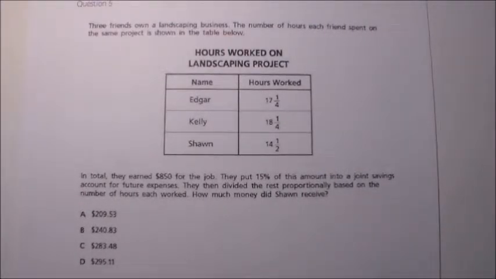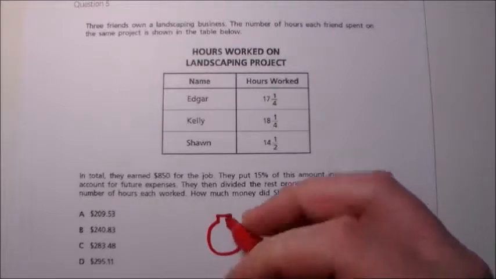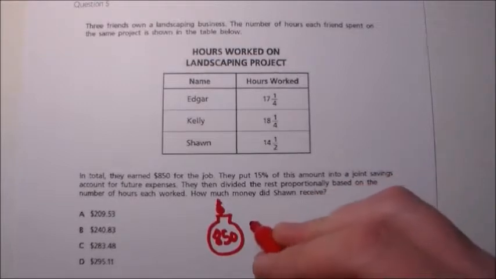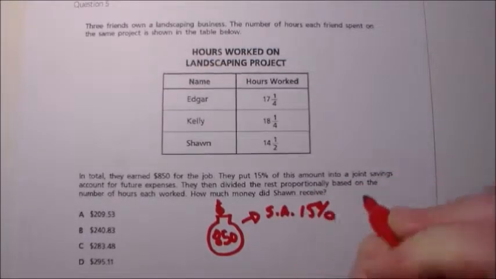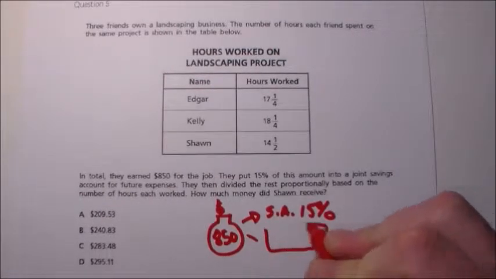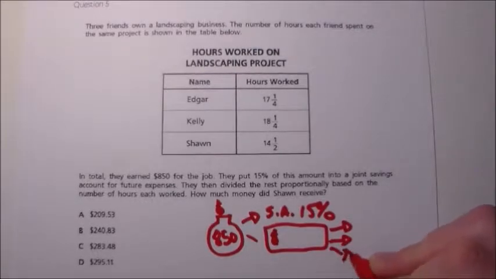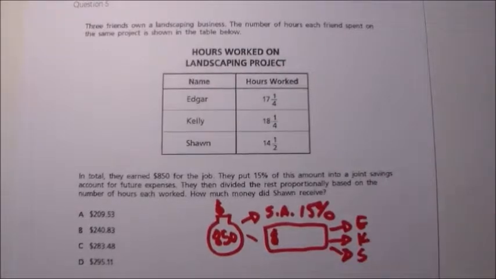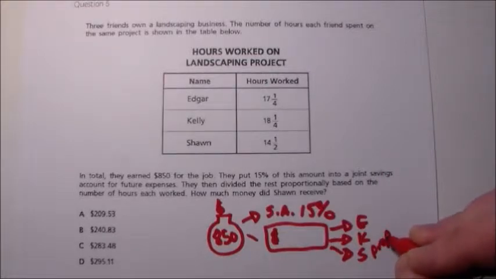Okay, so they earned $850. So it's a big pot of money. $850. Then they put 15% into a savings account. That's 15%. And the rest of the money, they divided to Edgar, Kelly, and Sean. But they didn't divide it 1/3, 1/3, 1/3. They divided it up proportionally.